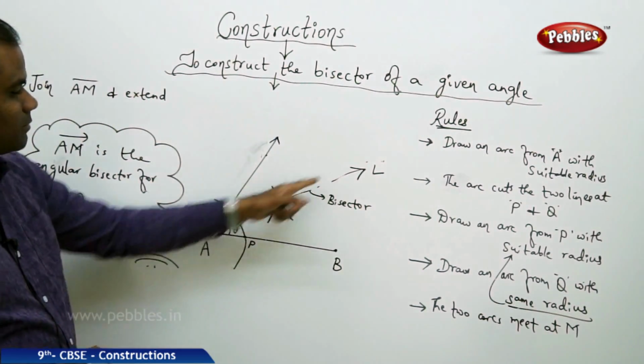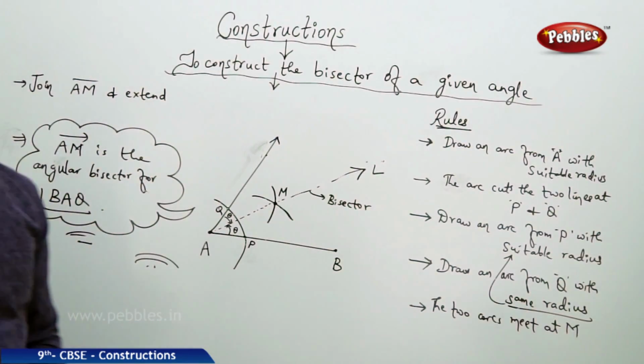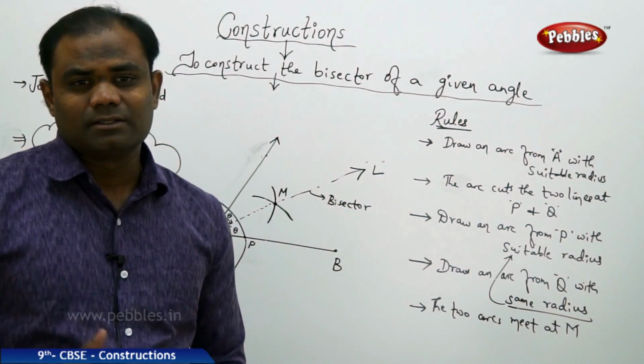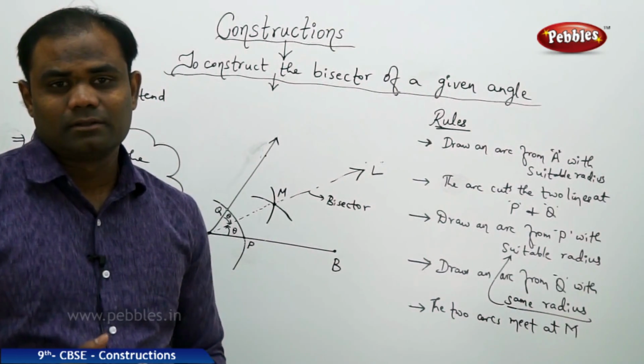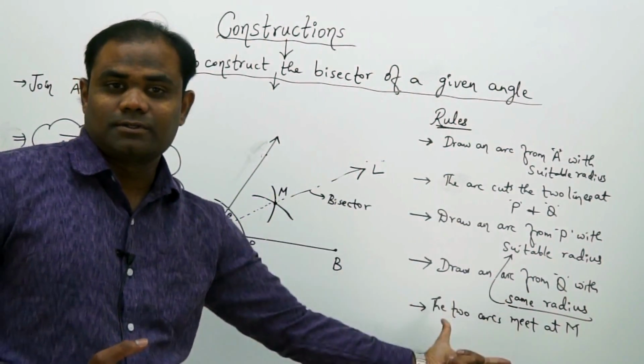Then join AM and extend. The line AM is nothing but the angular bisector for the given angle. Angular bisector and its construction.